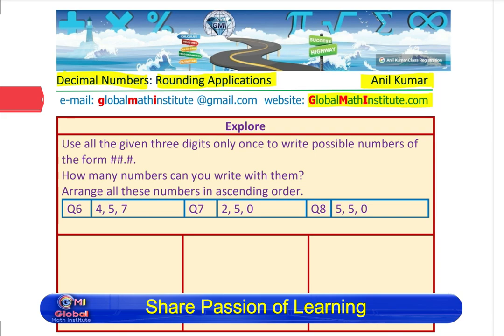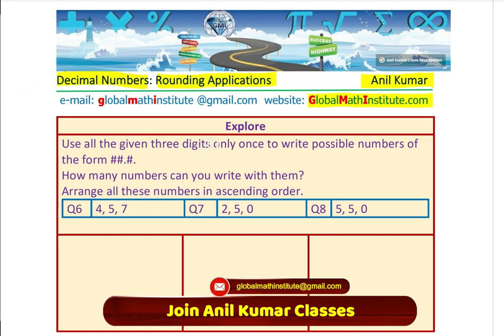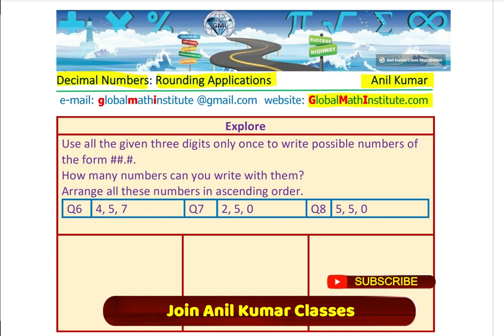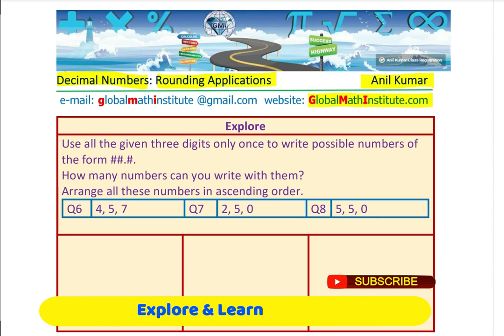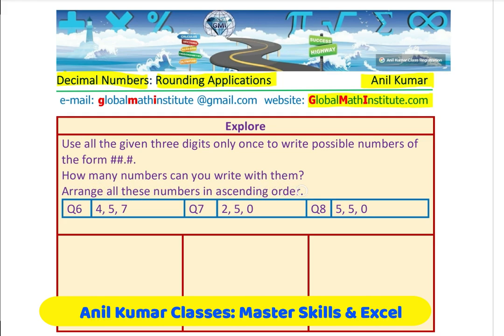The question here is to explore. Use all the given 3 digits only once to write possible numbers of the form hash hash point hash. Means we want a number which is maximum 99.9, right? So hash hash hash means 3 places with a 10th place number, right? 3 significant places are there. How many numbers can you write with them? Arrange all of them in ascending order, right? Ascending means lowest to highest, so ascending means increasing.